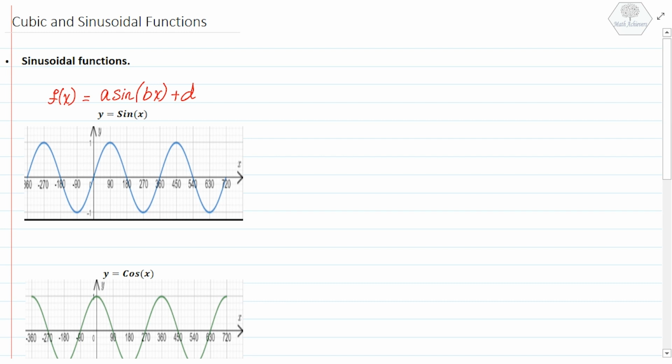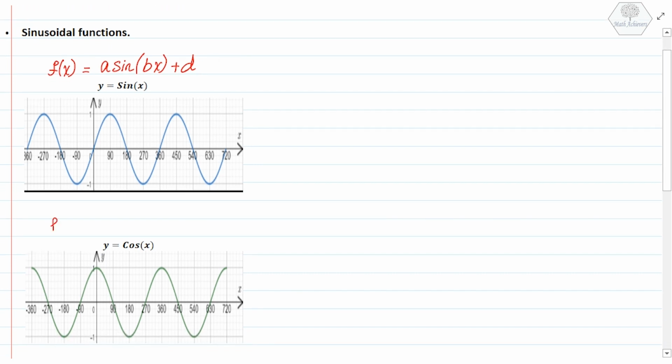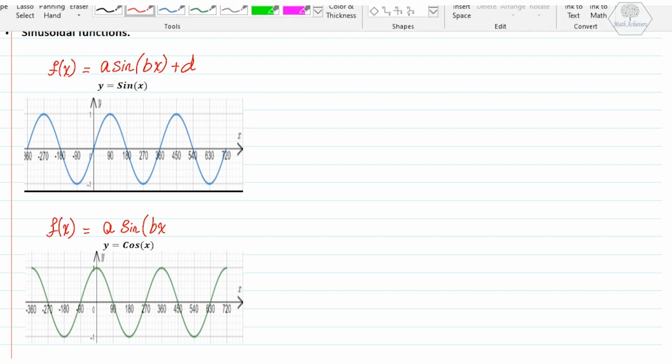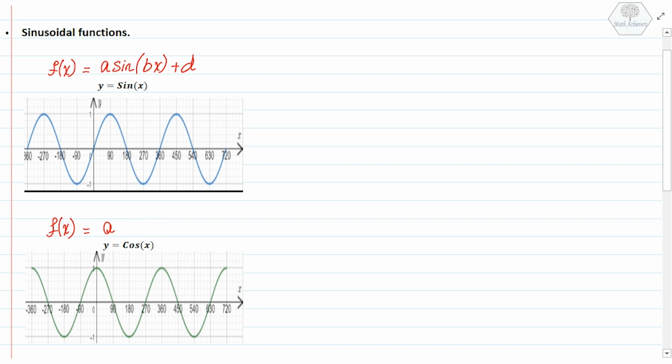It has this shape. Also, the general form of the cosine function is f of x is equal to a sine b of x, sorry, it's a cosine, a times cosine b of x plus d. For sinusoidal functions, there are three important things that we have to know.